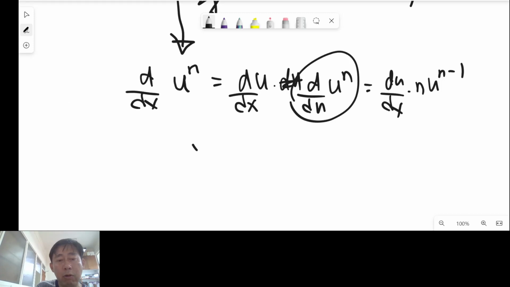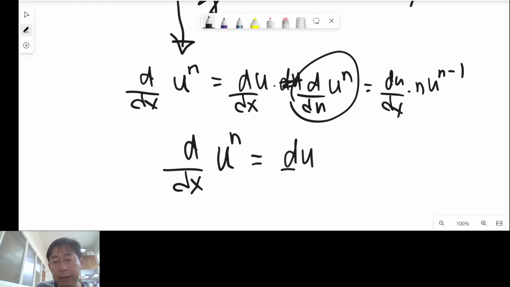Therefore, we come to the conclusion that if you have a function u raised to a real number n, the result is obtained as the product of du/dx, the derivative of the function u with respect to x, times n times u raised to the power of n minus 1. Here, n could be any real number, including an irrational number.